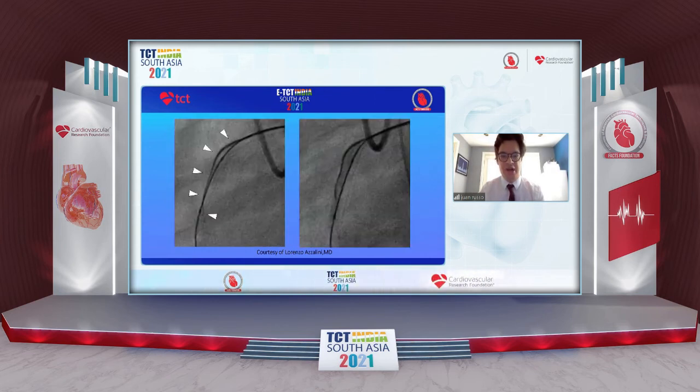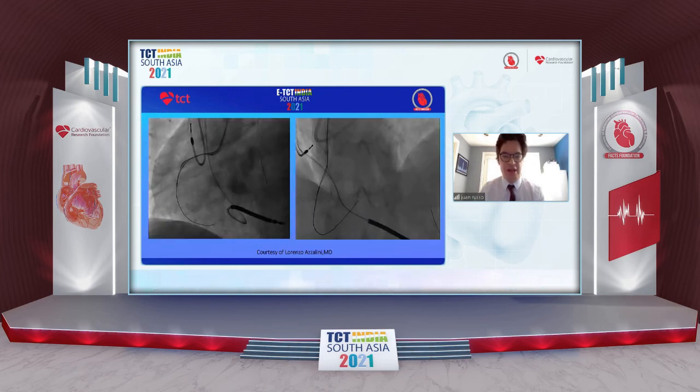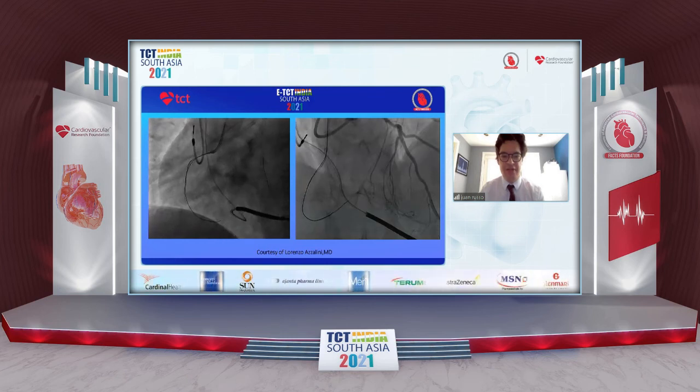So here, they've shown how they deliver a second wire into the distal cap of the CTO. That's shown on the left. And on the right, you see that they inflate a balloon one-to-one across the distal cap of the CTO to create those transient fenestrations.